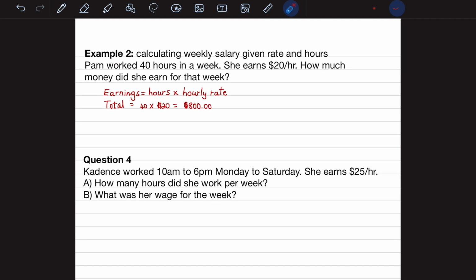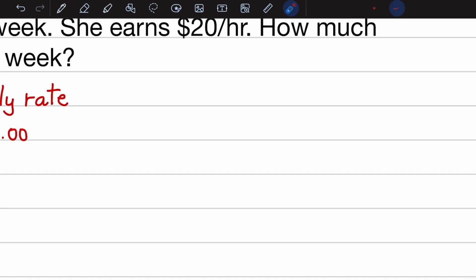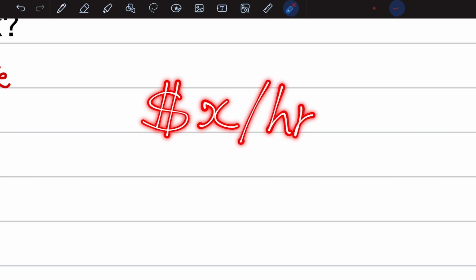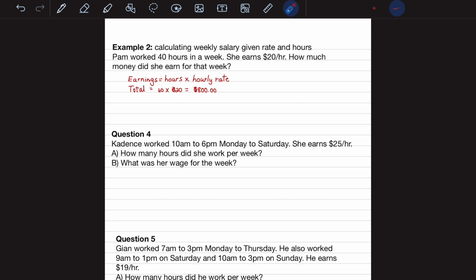Right, so now that you all know how to do that, we can try question 4 and question 5. Determine the amount of hours if it's not given, and then multiply it by the hourly rate. Right, the hourly rate, we can know the hourly rate by saying a certain amount of money per hour. Meaning that's how much money that you are getting each hour that you work. All right. Okay, so now that you have completed that, let's continue.